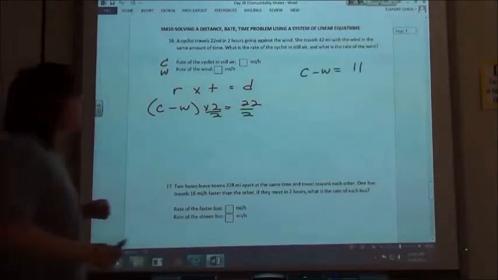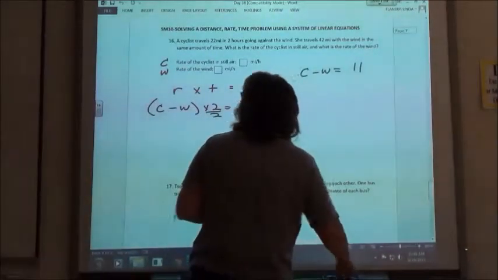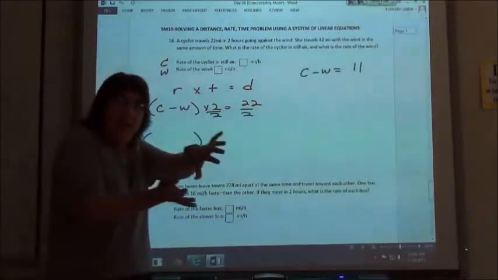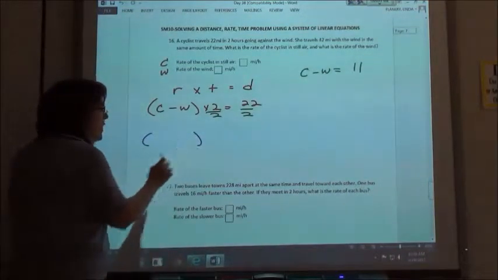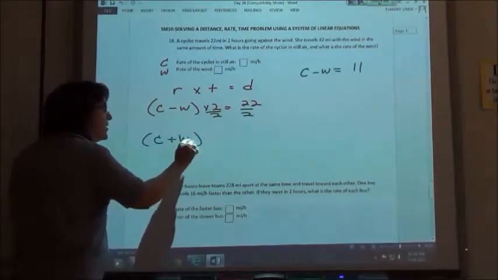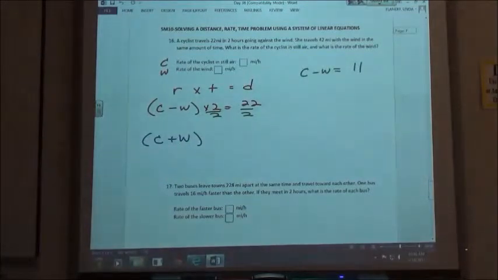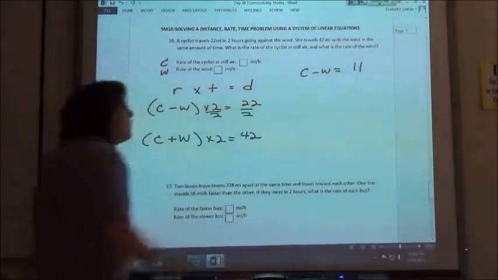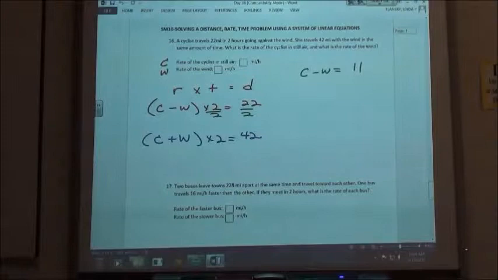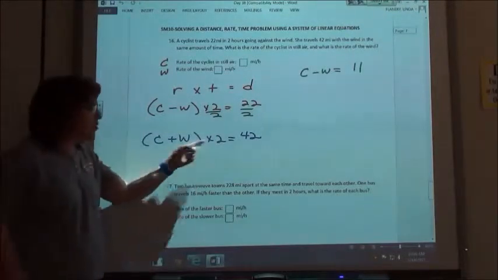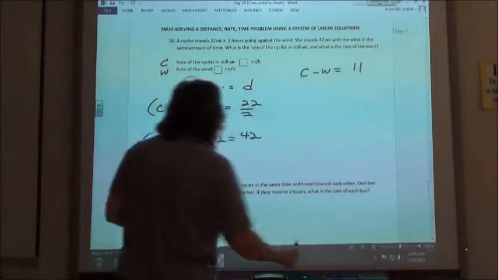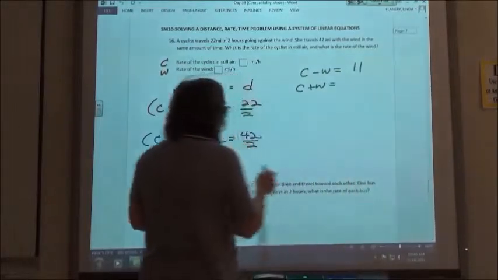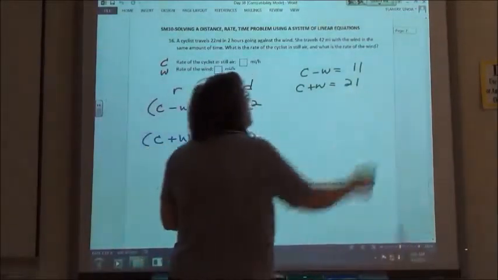Now the second one says she travels 42 miles with the wind in the same amount of time. If I'm going with the wind, it's pushing against my back, making me go faster. My overall rate is going to be the rate of the cyclist plus the rate of the wind, because the wind is going to make me go faster. It says the same amount of time, so still 2 hours, but this time I went 42 miles instead of 22 miles. Again, the first thing to do is divide by 2, and so C plus W is going to equal 42 divided by 2, 21.